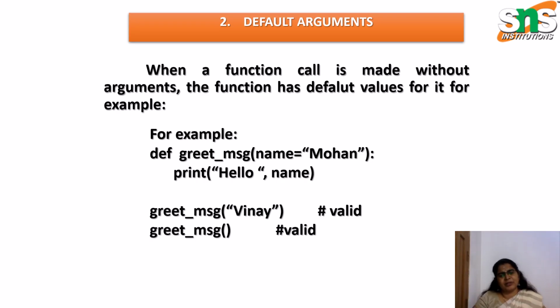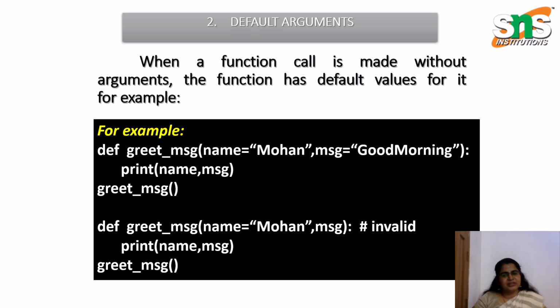passing parameters to a particular function here. So it will take the default argument when we call it without passing any arguments. The next thing is, when a function call is made without arguments, the function has default values. These are the examples for default variables. Greet_message is the function name, and we declare the parameters as name Mohan and message good morning. Then I print name, message. The output will be Mohan good morning.